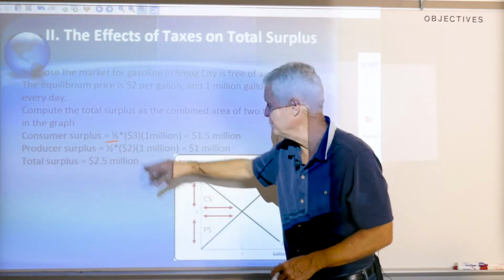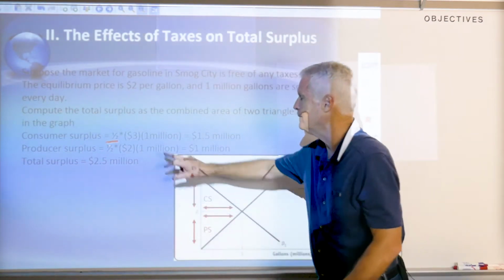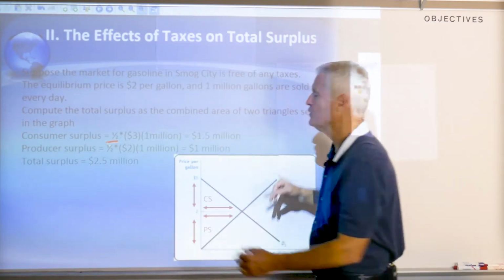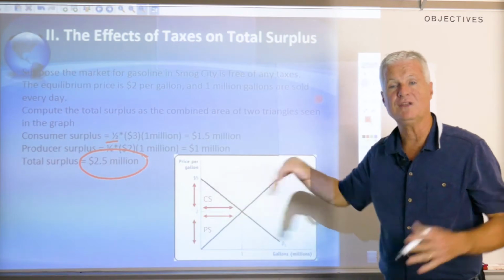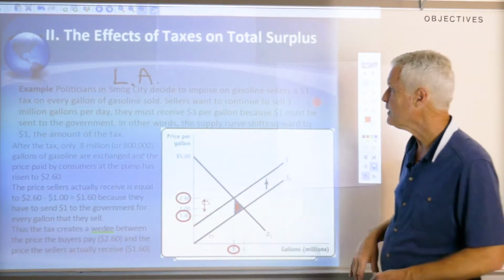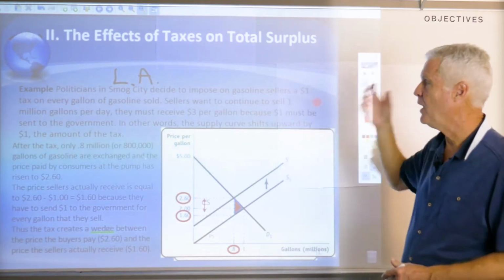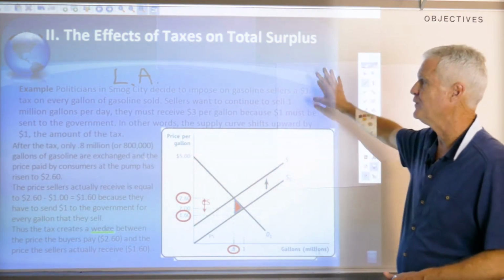So 1/2 times 2, the difference in price, times 1 million, and that comes out to a million. So our total surplus is 2.5 million. No excise tax, 2.5 million is surplus. That's our base. Okay, now, we have politicians in Smog City decide to impose a gasoline tax of $1.